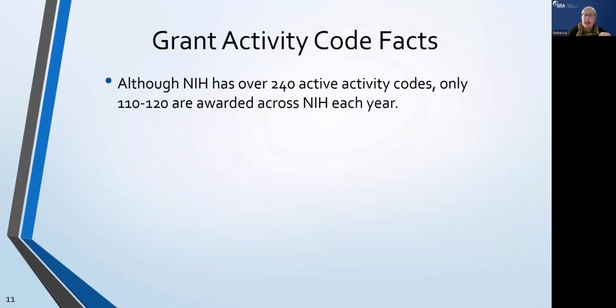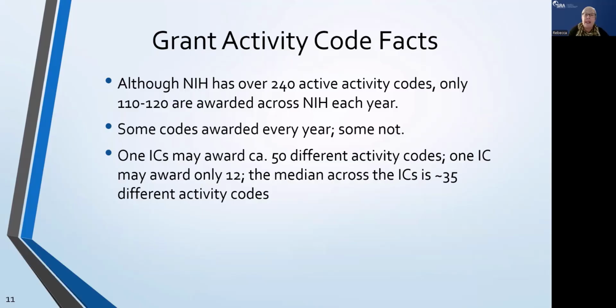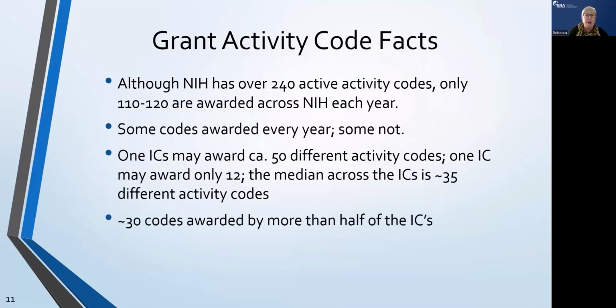I'll throw out a few facts and then tie it all together. NIH has over 240 activity codes, but only about 110 or 120 are awarded in each year. Some codes are awarded every year, like the R01. You'll hear it called R01, but that O is a 0. Some aren't awarded every year. One IC may award 50 different activity codes. Another one may only award 12. And actually, the median across the NIH is about 35.